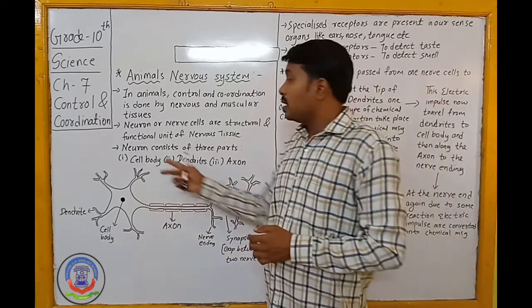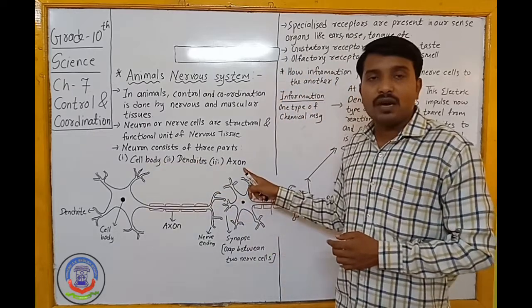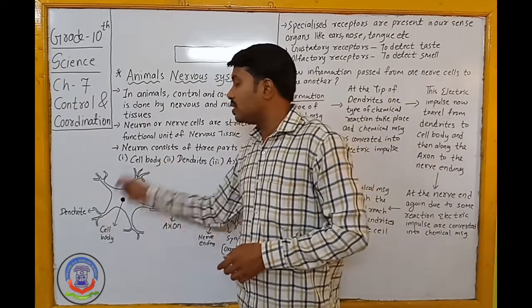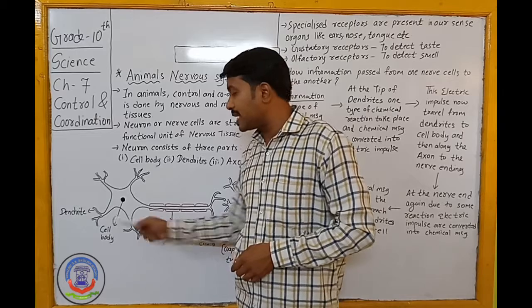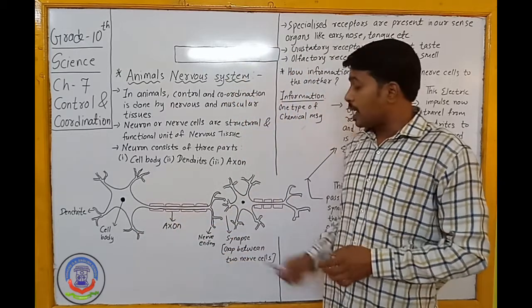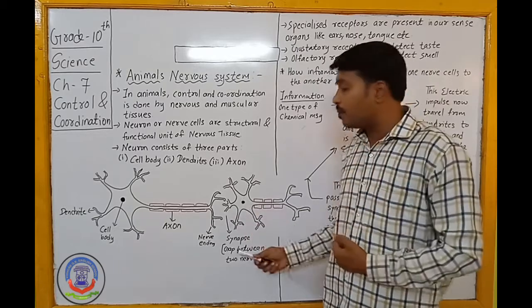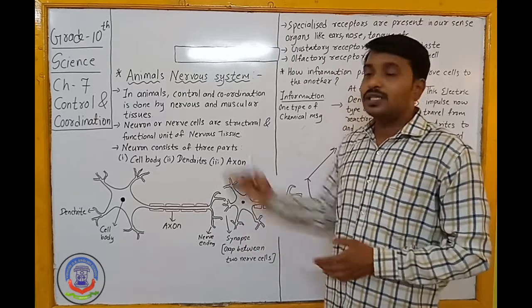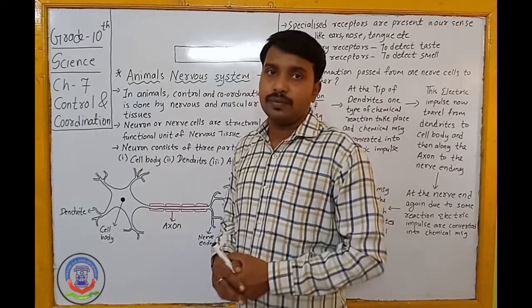Okay, so these three are the important parts of the nerve cell, that is dendrites, the central nucleus containing part, that is cell body, followed by the axon, and at the end we are having nerve ending, and between the two nerve cells there is a small gap which is known as synapse. So this is about the structure of the nerve cells.